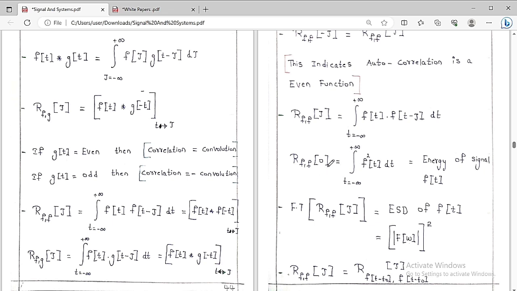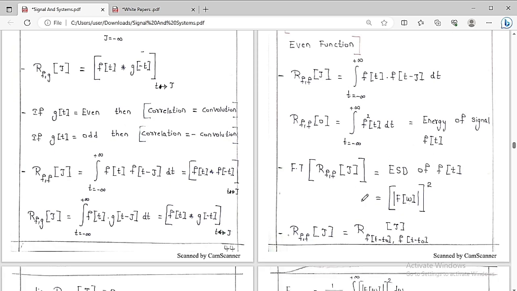Therefore, in the autocorrelation, if you substitute tau equal to 0, that value is nothing but the energy of the signal f of t. So we can say that in the autocorrelation, the value at tau equal to 0 is nothing but the energy of the signal f of t. This is the point I want you to always remember.